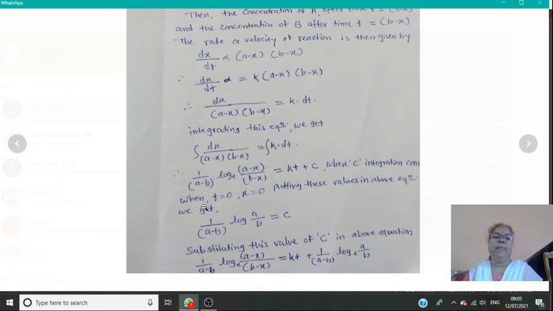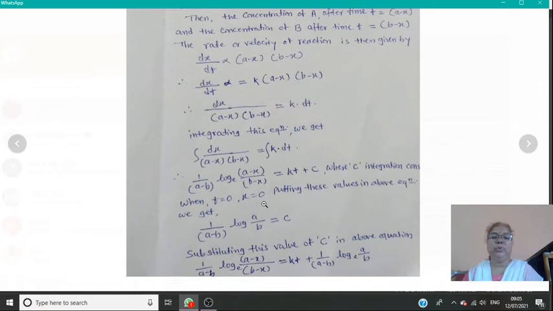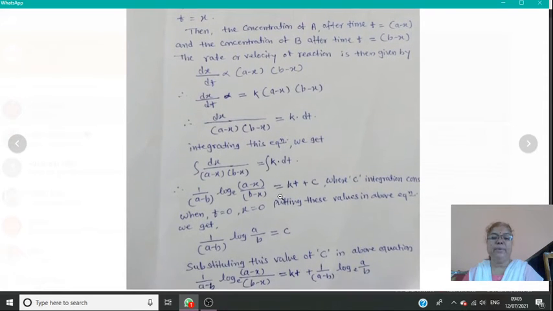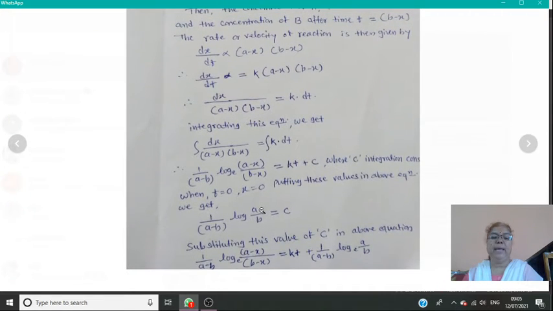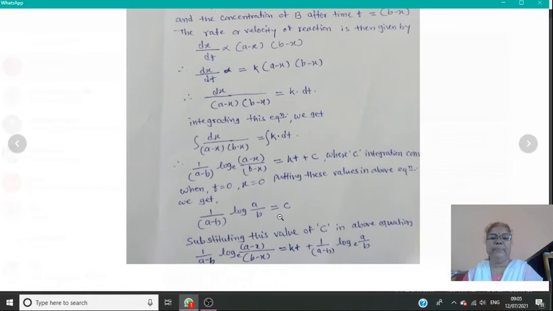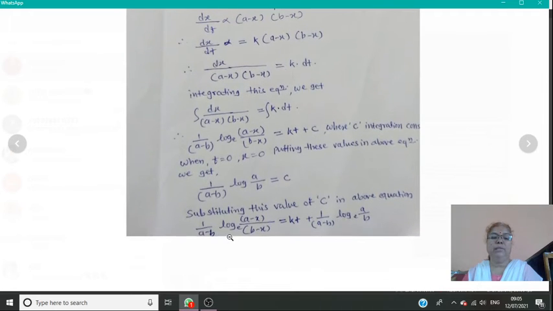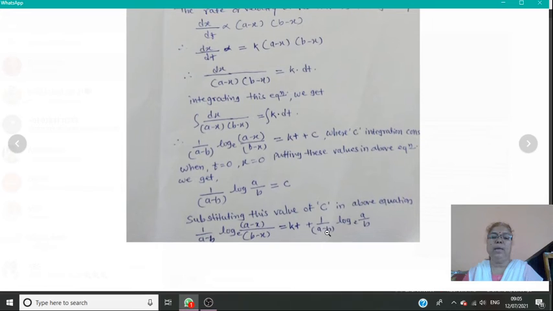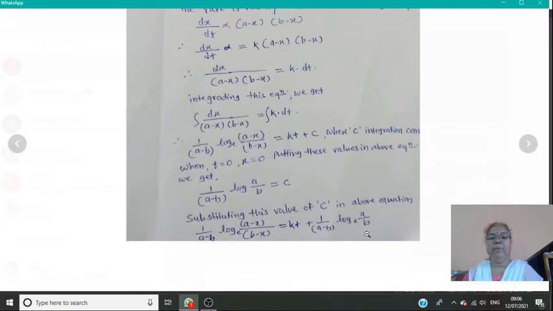integration constant. And when t is equal to 0 and x is equal to 0, putting t equals 0 and x equals 0 in this equation, we get 1 upon (a minus b) into log to the base e of a by b as the value of c. Substituting this value of c, we get 1 upon (a minus b) into log to the base e of (a minus x) upon (b minus x) equal to kt plus 1 upon (a minus b) into log to the base e of a upon b.